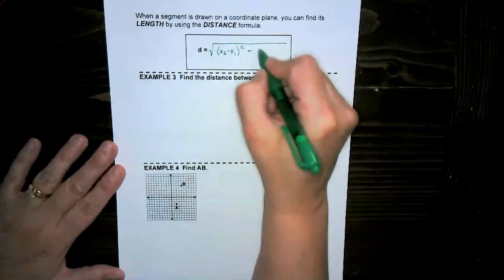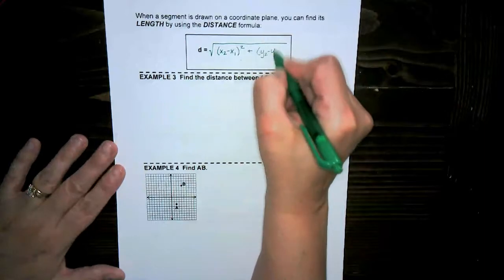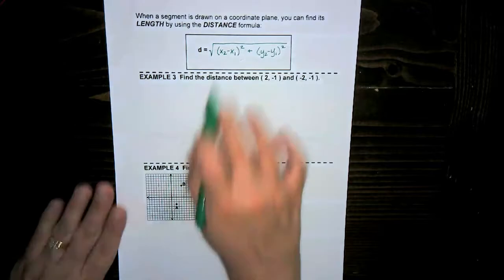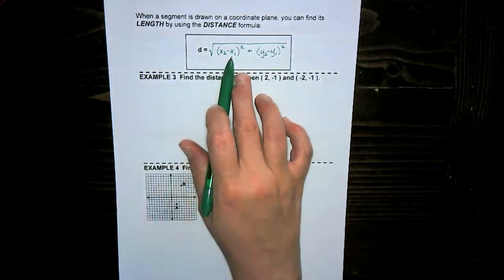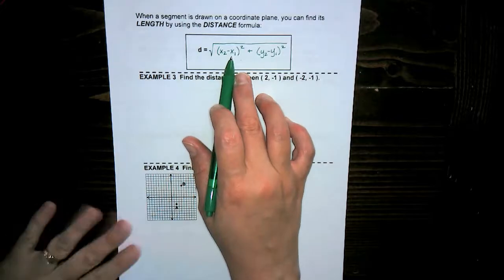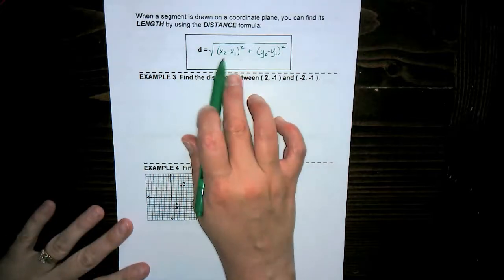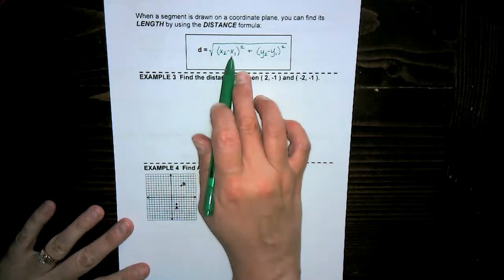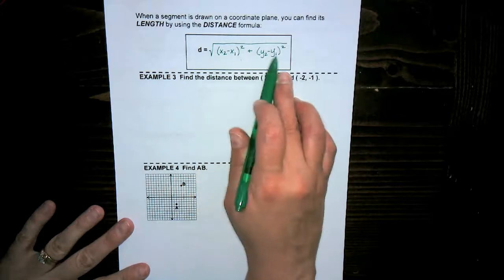And then we subtract the y's and we square that difference, and we add it. Okay, now this x2 and x1 piece, that might be familiar when maybe you looked at slope. That's very common in the slope formula. It just means the second x and the second y. The second x and the first x, the second y, the first y.